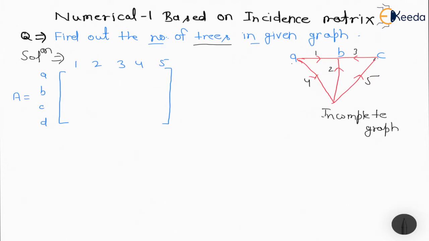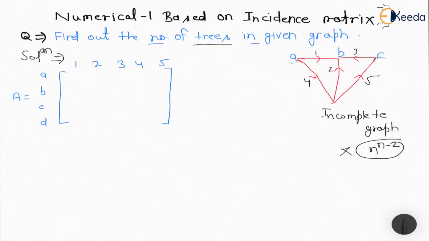We know the formula for a complete graph, that the number of trees will be equal to n to the power n minus 2, but here it is not a complete graph, so we need to find some other technique. We can take help of the reduced incidence matrix, and by that we can calculate the total number of trees in the given graph. First, we will find the incidence matrix.